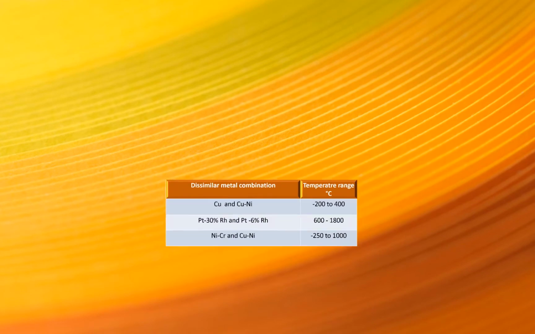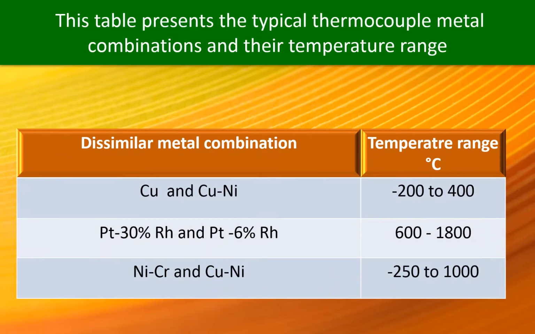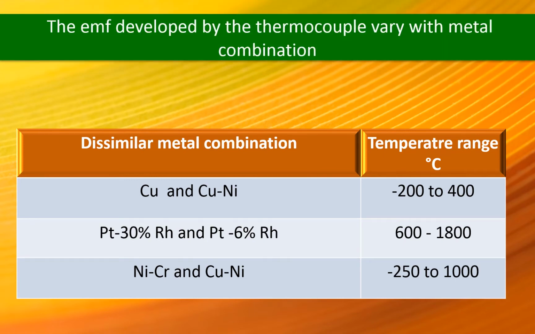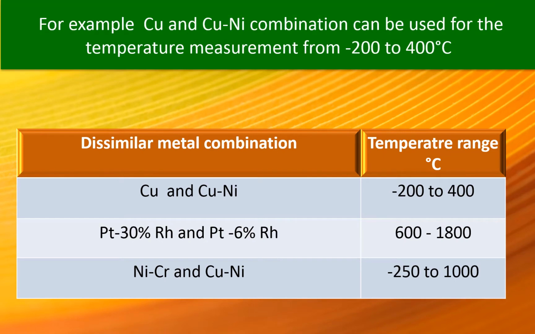This table presents the typical thermocouple metal combinations and their temperature range. The EMF developed with the thermocouple varies with the metal combination. For example, the copper and copper-nickel combination can be used for temperature measurement from -200 to 400 degrees centigrade.